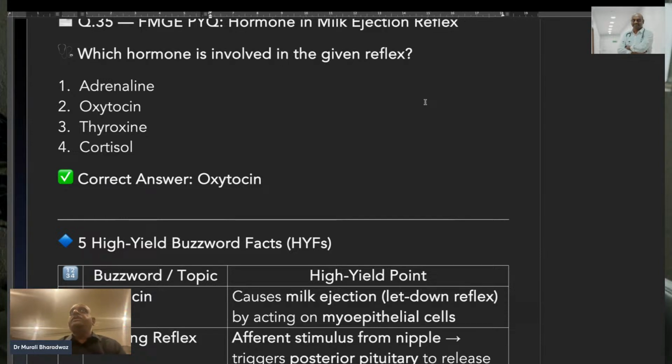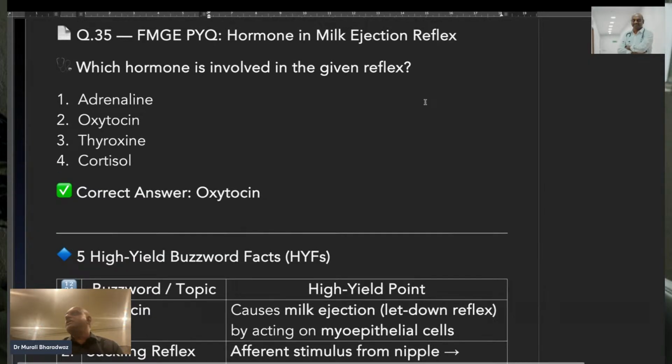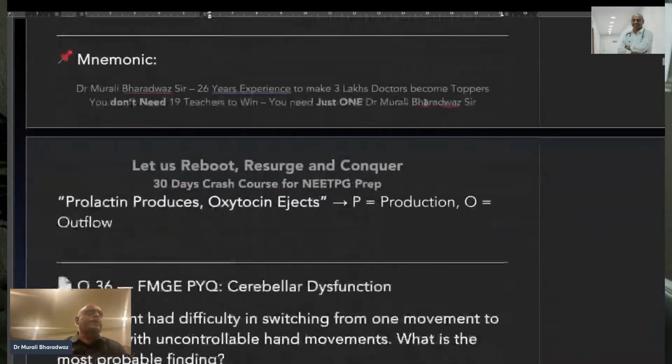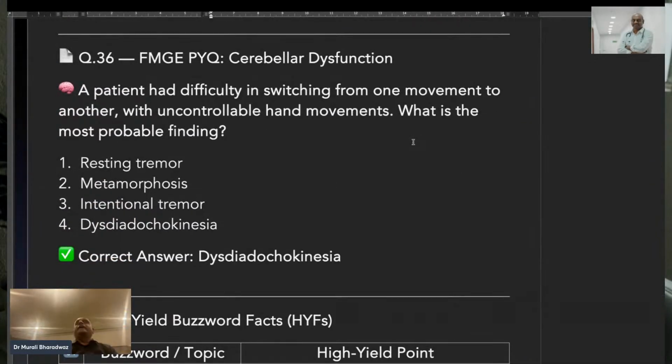Now, which hormone is involved in this reflex? Oxytocin. Actually, which reflex it was? Milk ejection. Prolactin is for production. Oxytocin is for ejection. A patient has a difficulty in switching from one movement to other is dysdiadochokinesia.